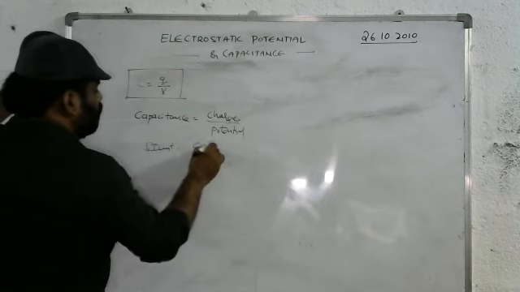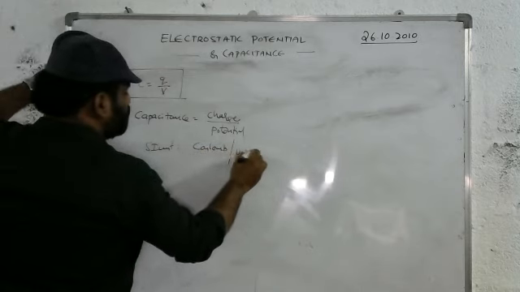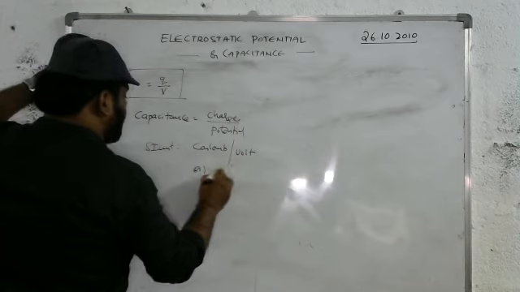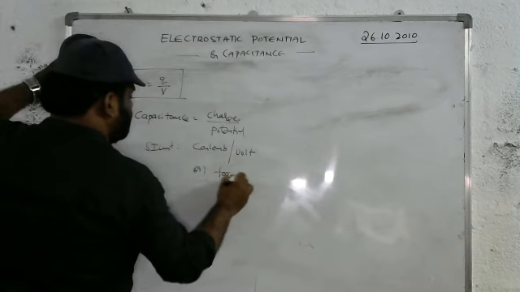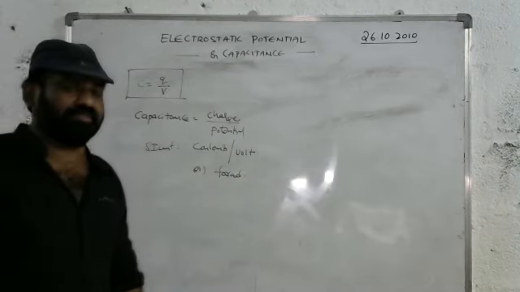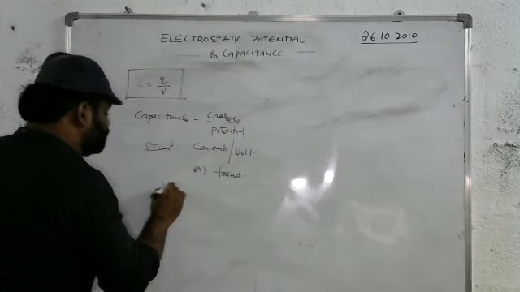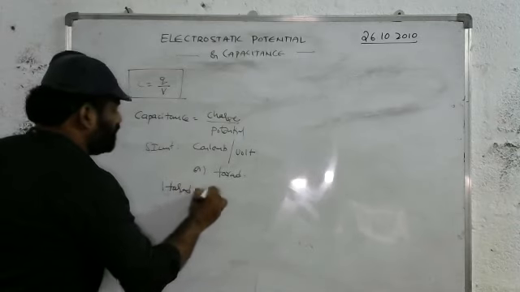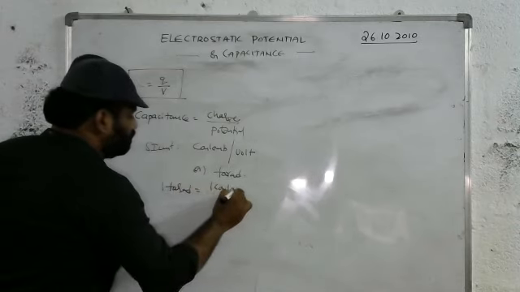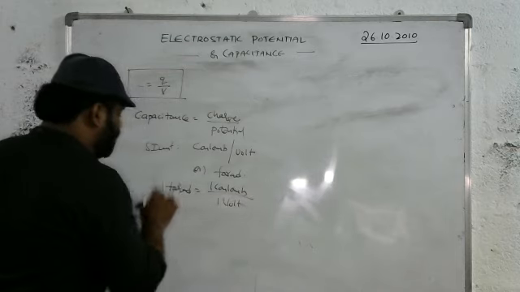charge in coulomb by potential in volt. Charge per volt is also said to be farad. The SI unit for the capacitance is farad, F-A-R-A-D. So 1 farad is equal to 1 coulomb by 1 volt.